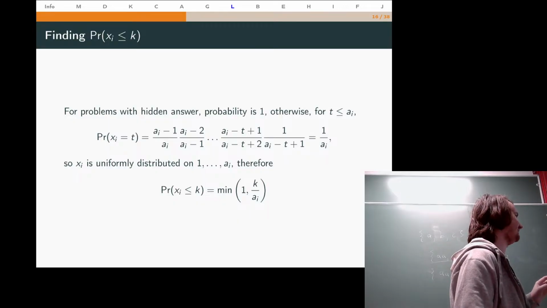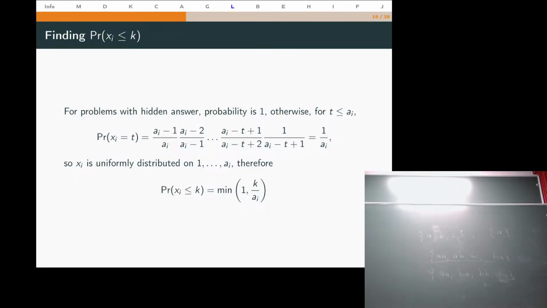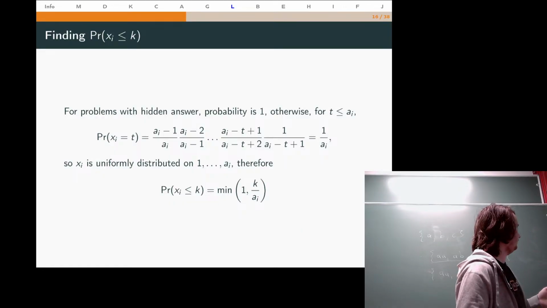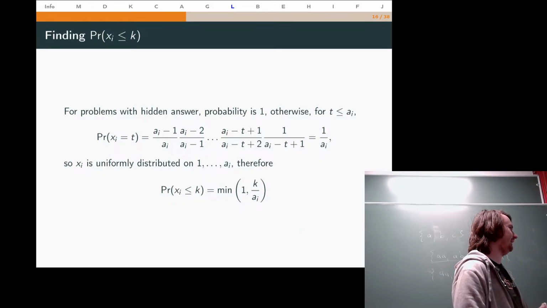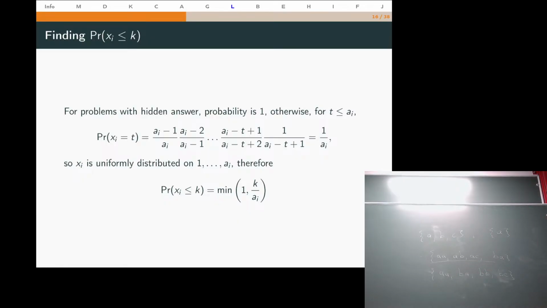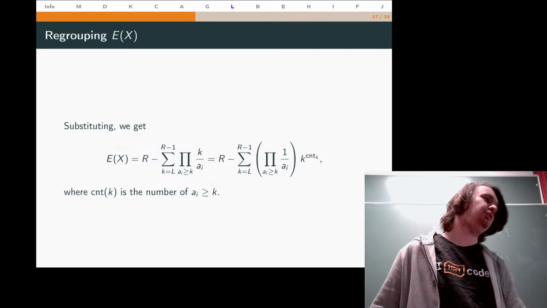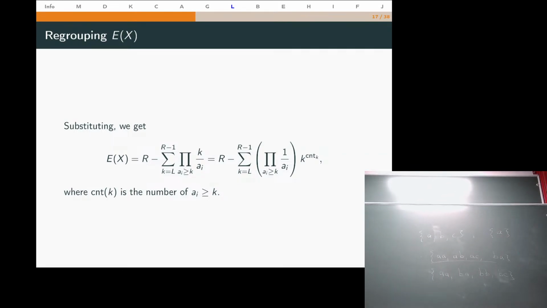In other words, the variable xi as a random value is uniformly distributed on the segment of integers from 1 to ai. So we can say that the probability that xi is less or equal than k is the minimum of 1 and k over ai. And now we plug it back in. So we have that the expected value is r minus the sum over k of the product over ai that is greater or equal than k of the value k over ai.